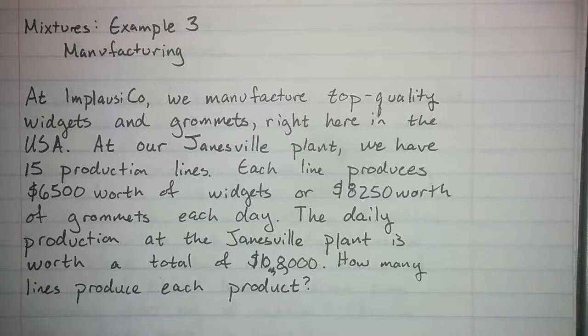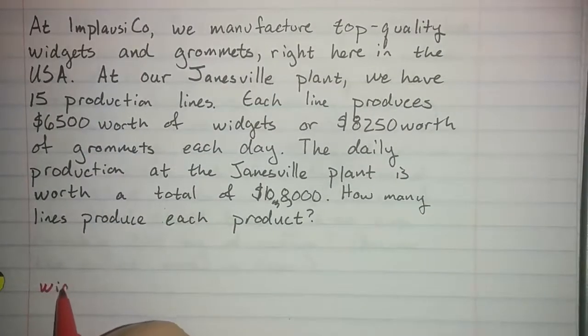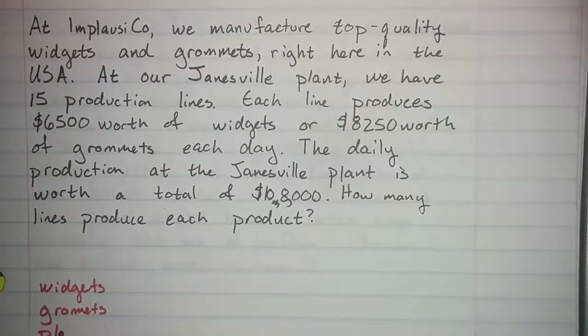All right, so what makes me think that this is a mixture? Well, again, we're interested in two things and what we get when we combine them. In this case, production of widgets and production of grommets. Right? And we have various information about widgets, about grommets, and about the entire plant.